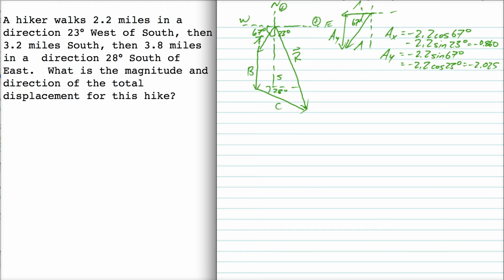So my sign convention, of course, is that I'm doing my typical Cartesian sign conventions, that north or up is positive, and east and to the right is positive. So west and to the left is negative, which is what our x component is, and south or down is negative, which is what our y component is.